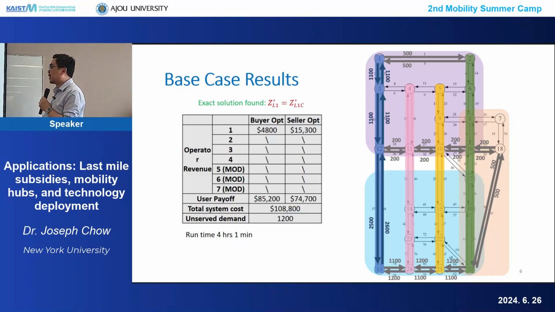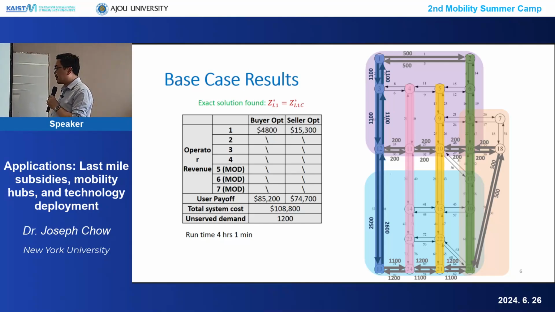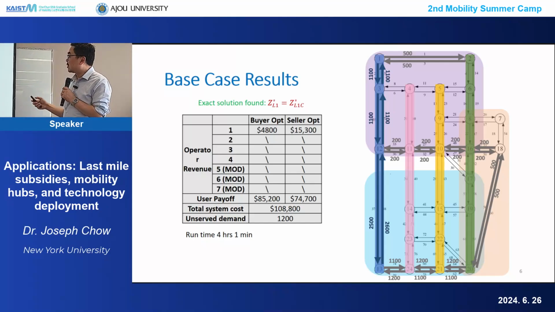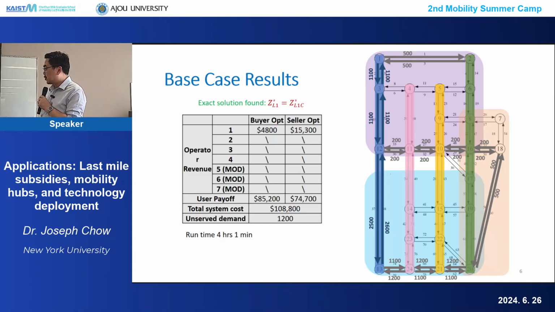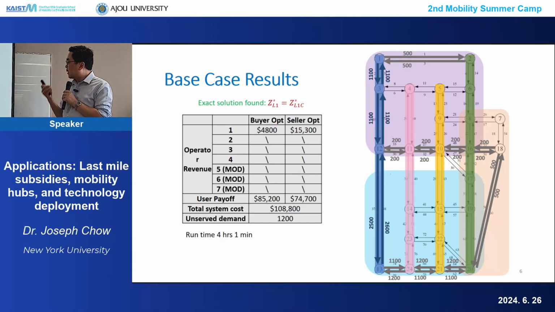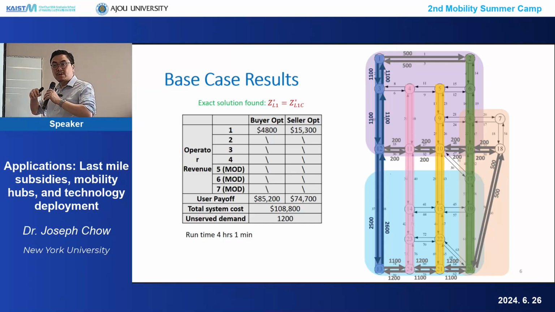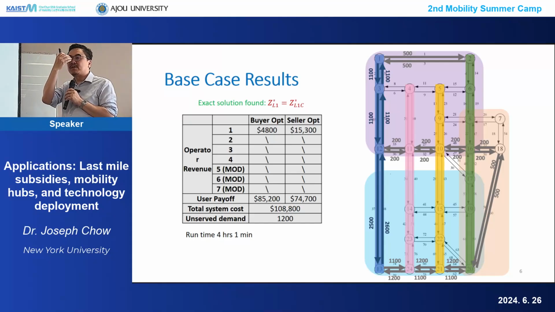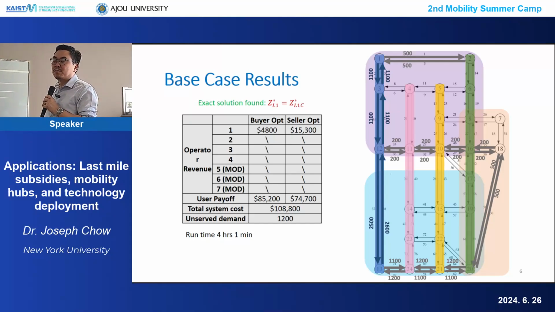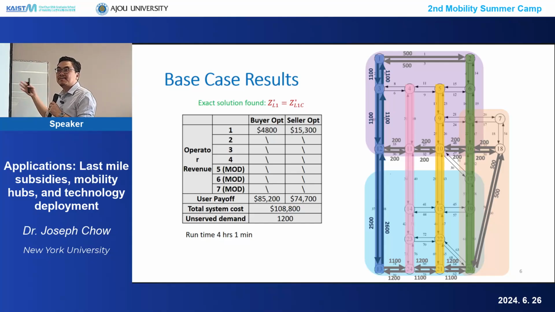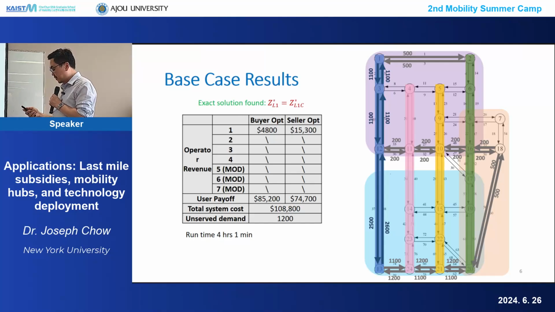So in the buyer optimal case, users benefit more, right? So that would be the higher one. The total system optimal cost is the objective value of the ZL1, and that's 108,800. And there's about 1,200 people not served. Those 1,200 people are going along those dummy links because for them it's too expensive to use this platform. So basically, this MOD service, they're not interested in using it. They're using other alternatives.